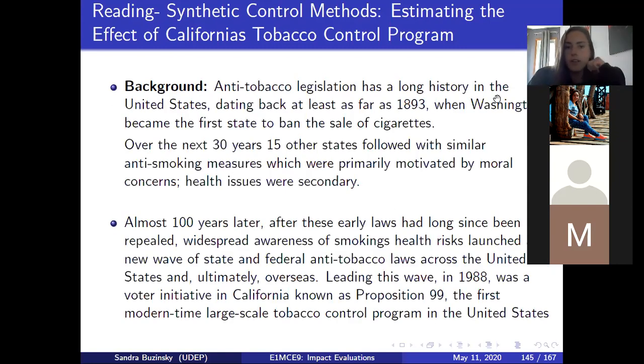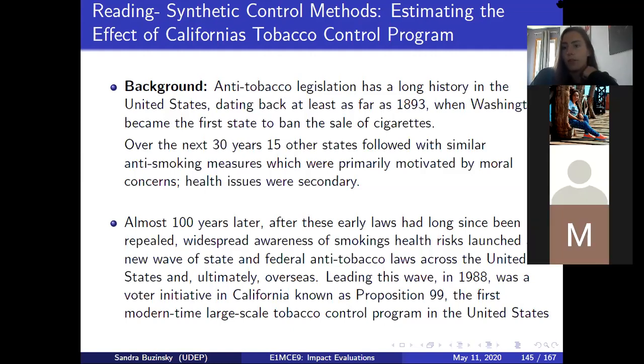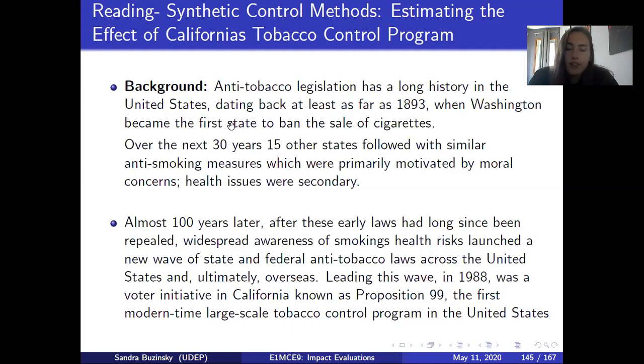Okay, now to the paper. So obviously you guys remember this is a paper on a smoking control program. So anti-tobacco legislation has had a long history in the United States. It dates back to at least 1983, when Washington became the first state to ban the sale of cigarettes. Over the next 30 years, 15 other states followed with similar anti-smoking measures. They were primarily motivated for health reasons. Oh wait, no, for moral concerns. Health was secondary, so that's interesting.